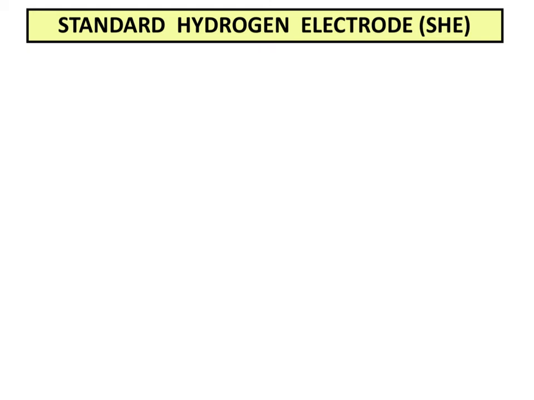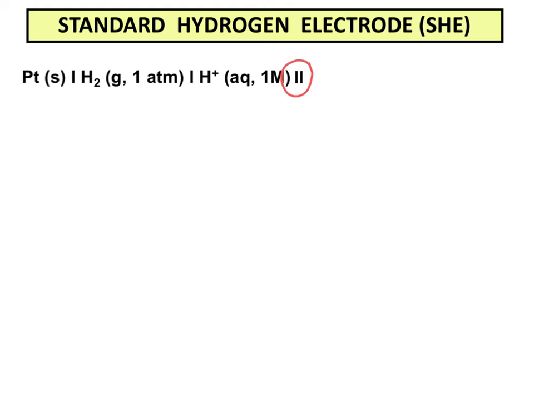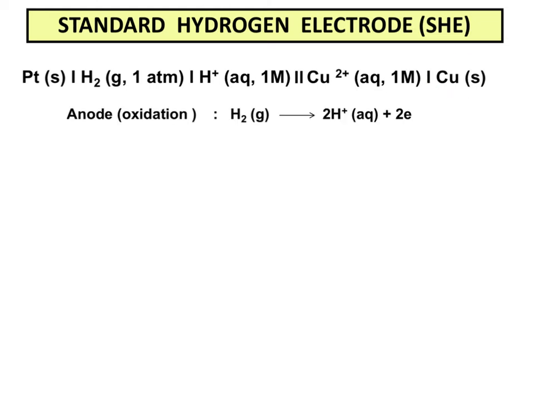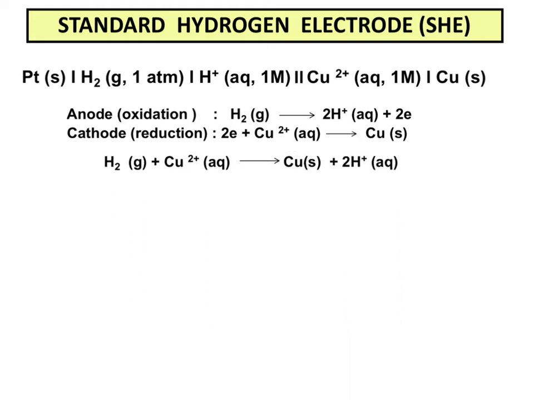To write the half cell notation, it begins with the anode and oxidation half cell. Then 2 bars represent the salt bridge. After that, the reduction half cell, and lastly the cathode. This is the reaction at anode and cathode. And this is the overall cell reaction.